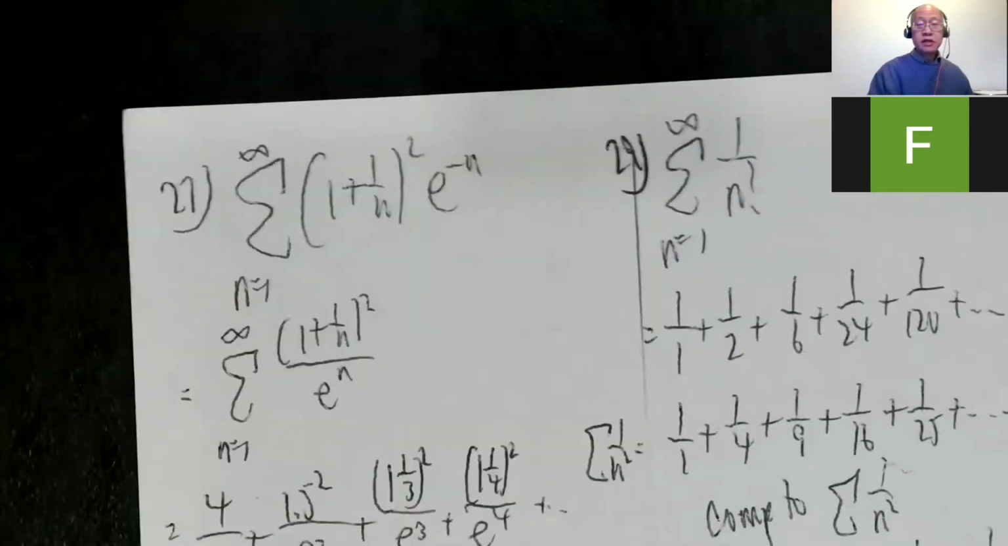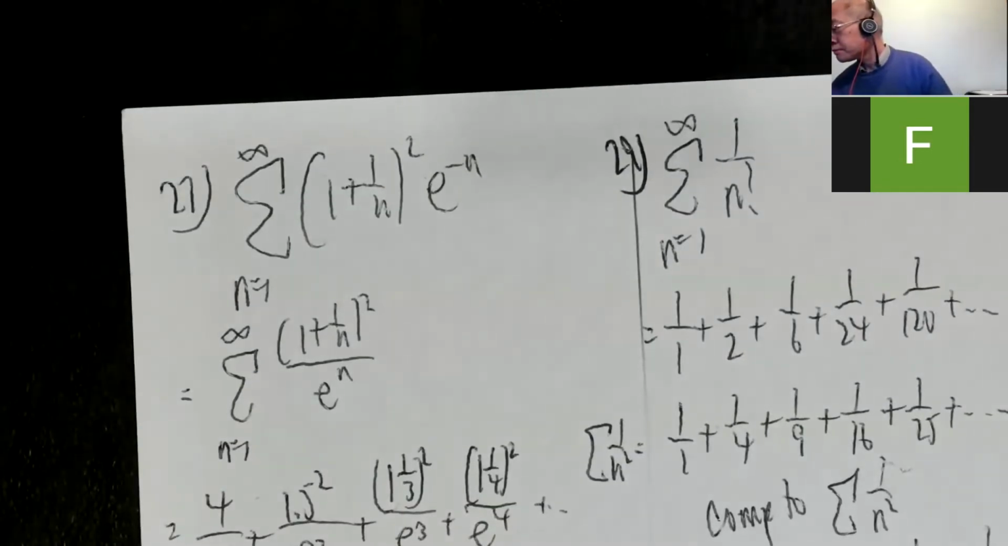Okay, so some problems at the end, I think. It's 27. Summation of (1 plus 1 over n) squared times e to the negative n. Okay, and let me just check my notes here real quickly. We'll go on.